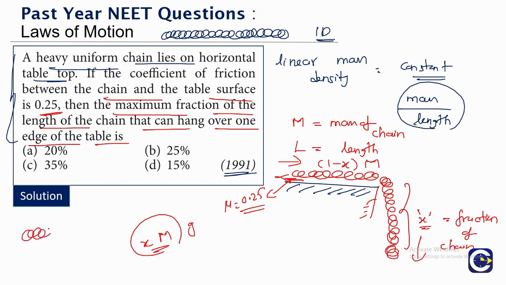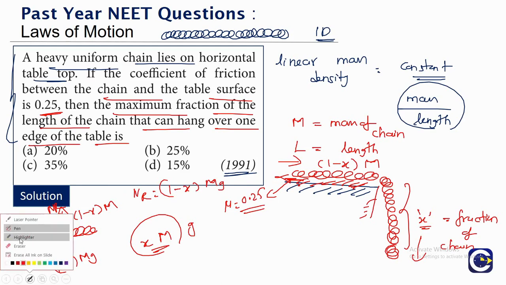So just look at the chain part on top of the table. It has a mass of 1 minus x into M, so its weight will be 1 minus x into M into g. And there will be the normal reaction between the table surface and this part. Particularly there is no vertical movement, which means the normal reaction is equal to 1 minus x into M into g. The coefficient of friction is 0.25, and 0.25 means we can take it as 1 by 4.